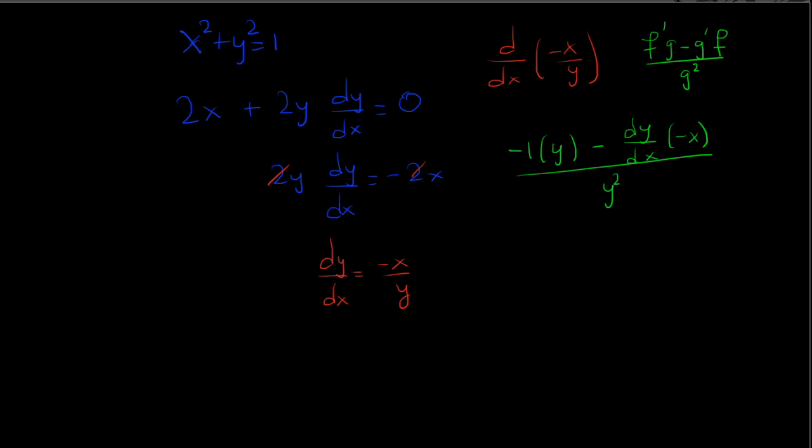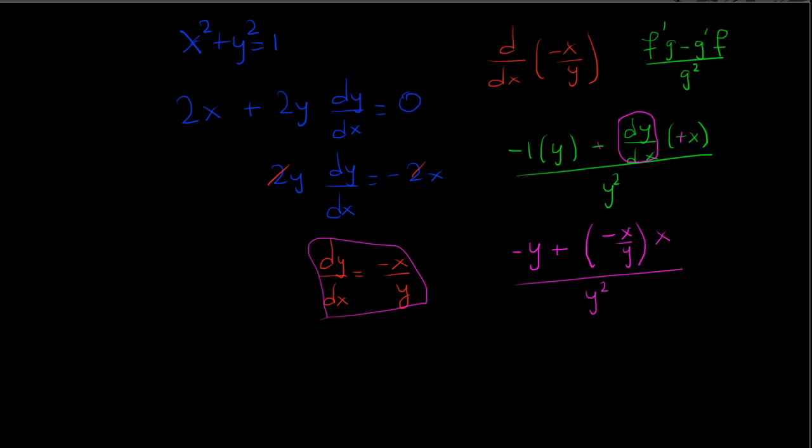Okay. For the next step, I'm going to make a substitution for dy over dx. So dy over dx is equal to negative x over y. And now we have a negative and a negative, which will be positive. So we have negative y plus, in parentheses, negative x over y times x, all over y squared. I'm going to multiply that. So the negative x times x is negative x squared. It's going to be over y, and then everything all over y squared.